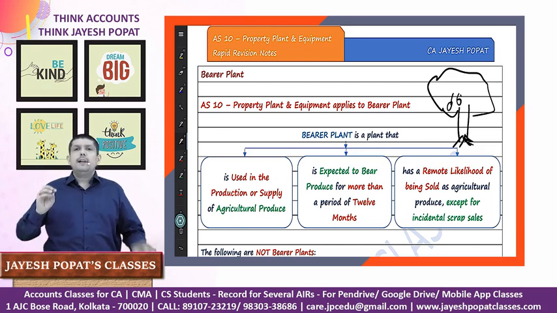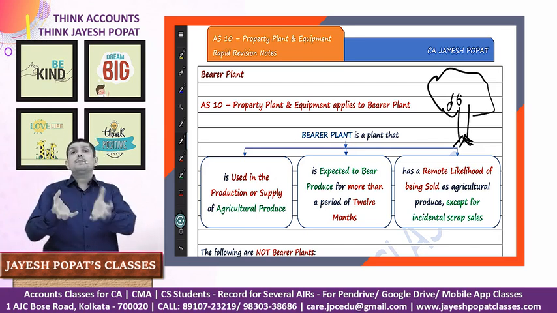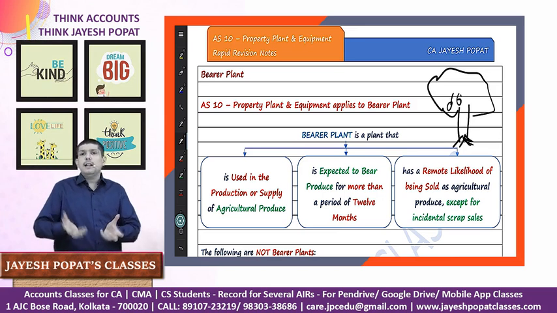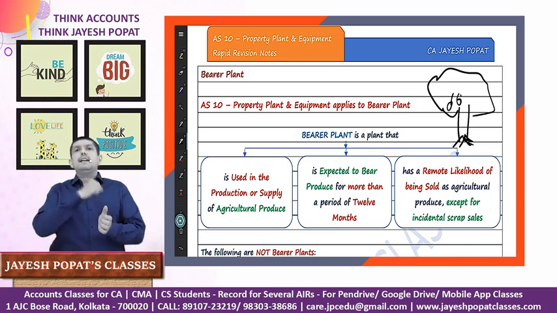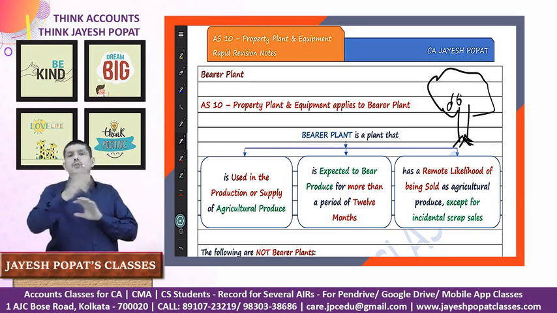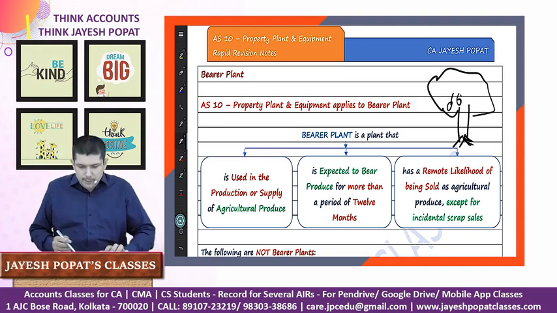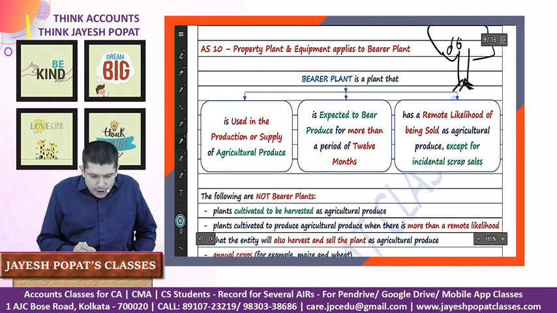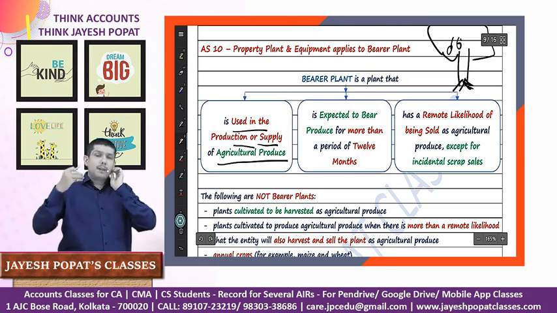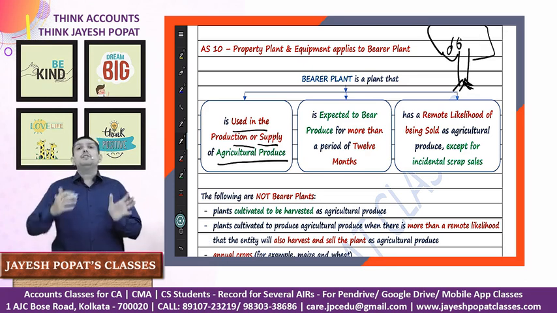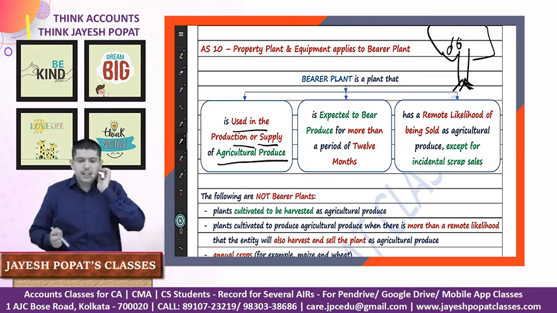So a bearer plant is such a plant which is held for the purpose of bearing some vegetable or fruit. I can give you another example. Let's say sugar cane. Sugar cane is also a plant, but that entire cane is extracted from the soil and sold off in the market. It cannot be treated as a bearer plant. So what is a bearer plant? A bearer plant is a plant that is used in production or supply of agricultural produce. So that is a plant which bears either fruits or vegetable. That is not a plant which is sold off as such in the market.